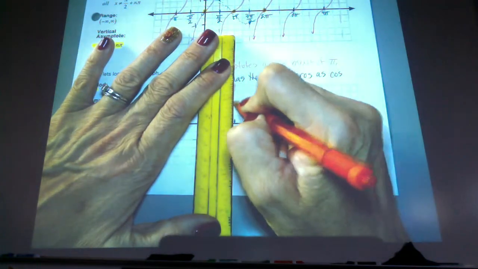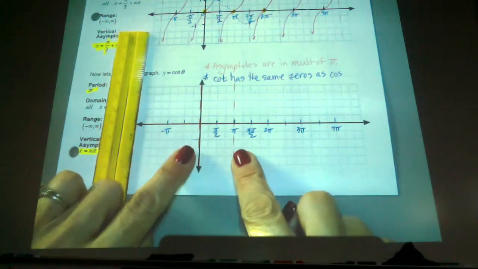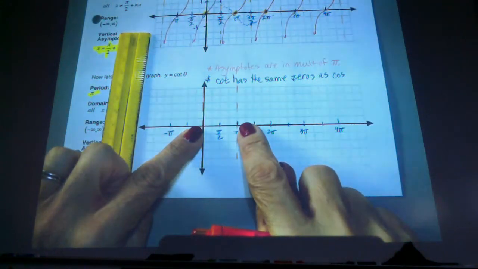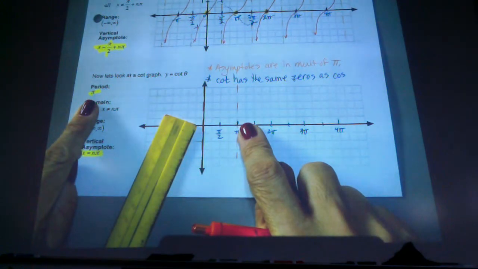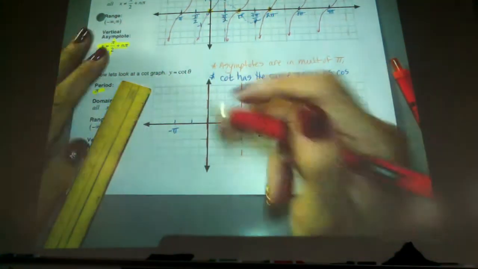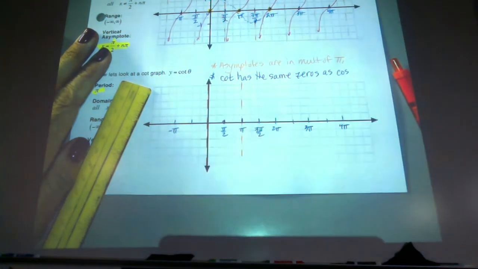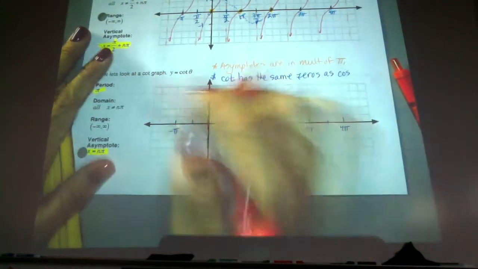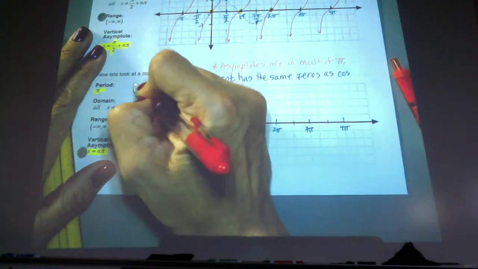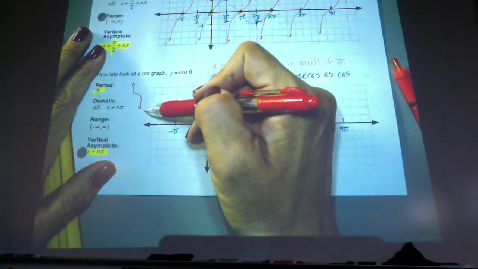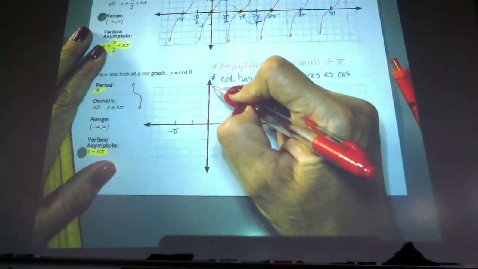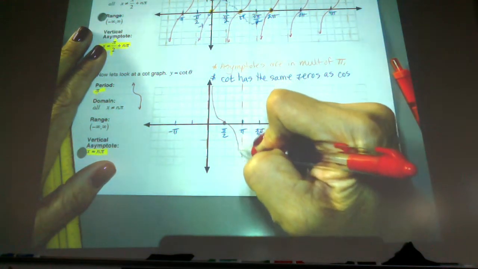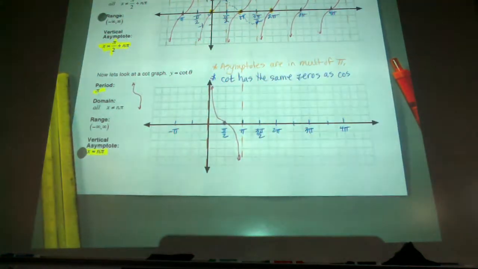How far apart are these two asymptotes? How far apart from 0 to pi? Pi. There's our period. And cotangent looks like this. The very center of this particular set of asymptotes is at pi over 2, and cotangent goes in the opposite direction as tangent. It goes from the upper left and it heads to the lower right. So we're going to start in the upper left, and we're going to hug the asymptotes down to the lower right. So cotangent looks identical to tangent, except the curve is reversed and the asymptotes are in different places.